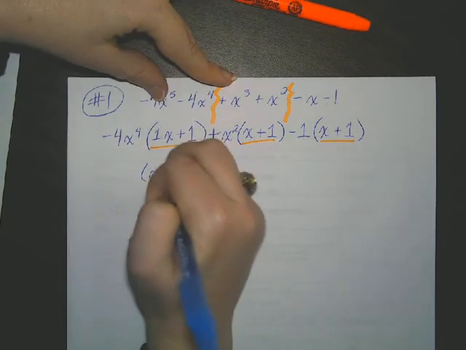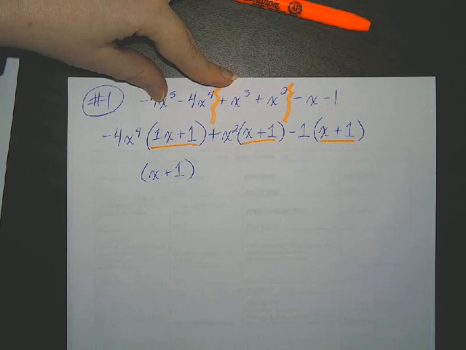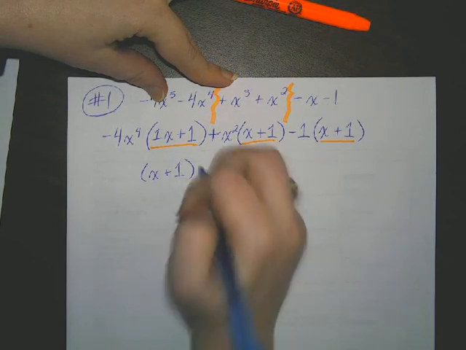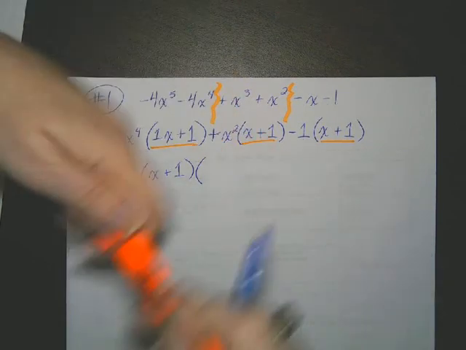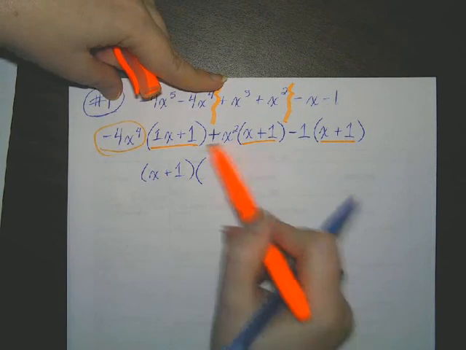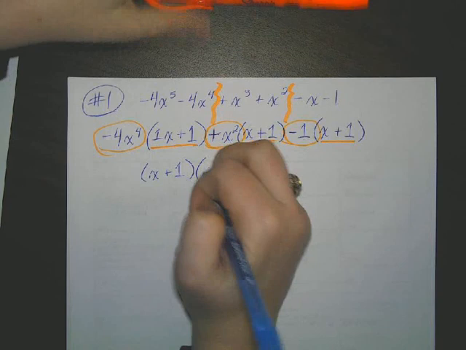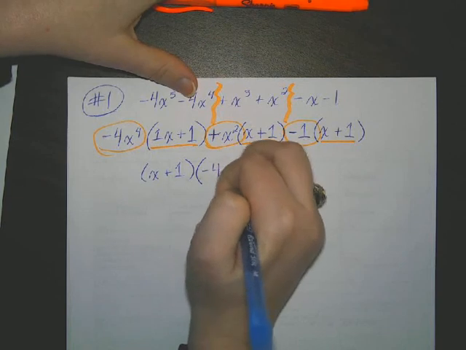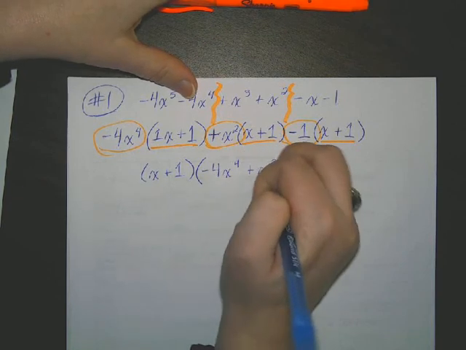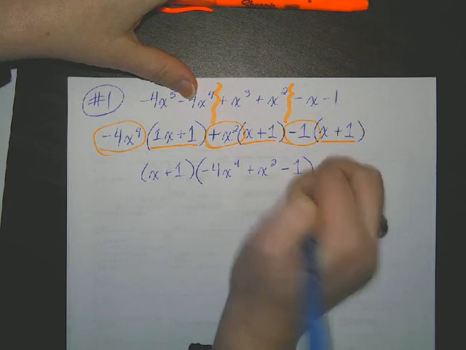Now what's left over? In this case, we have 3 things left over. So I have negative 4x to the 4th plus x squared minus 1. This gives me my complete answer because we're not going to factor the trinomial to the 4th power at this point.